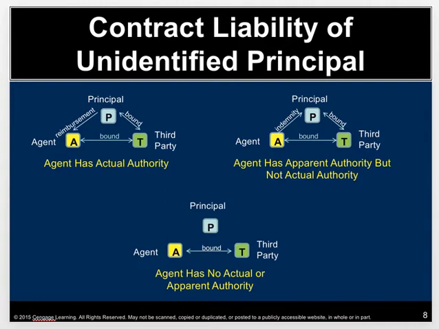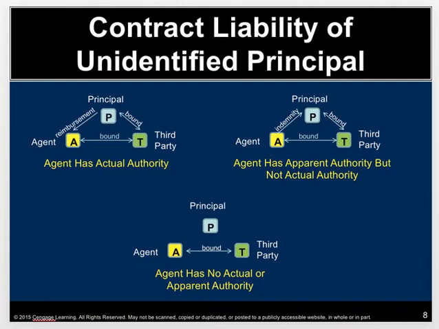So if the agent has actual authority, then the agent is bound to the third party, but so is the principal. So in other words, if that contract is breached, then the third party can either sue the principal or sue the agent. However, if the agent has actual authority, then the agent has the right to seek reimbursement from the principal for any liability to that third party.